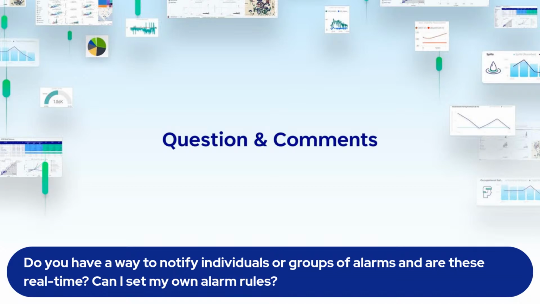Brian, first question for you. Do you have a way to notify individuals or groups of alarms, and are these real time? And the second part to that is, can I set my own alarm rules? Yeah, that's a good question, and the answer is actually a PetroVisor-wide answer. We have notification systems built into PetroVisor. These can be within a data boundary. So if my pressure drops below a certain set point or goes above a certain set point, notify me.